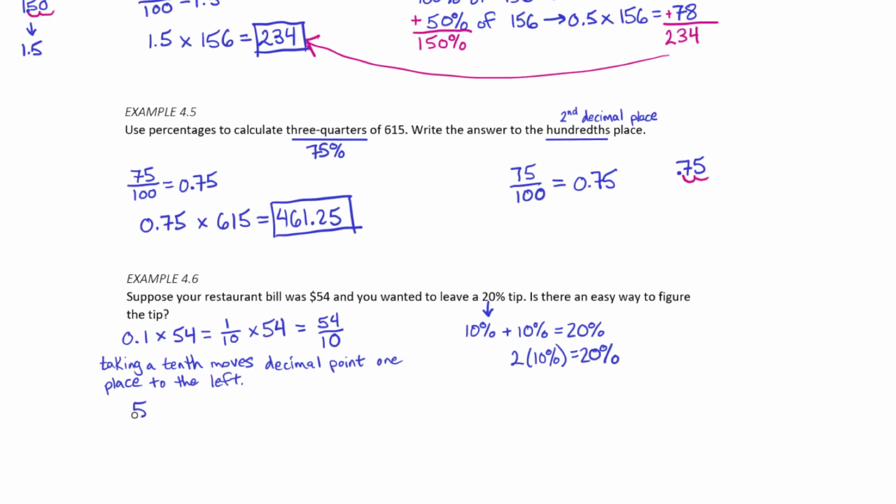So when we start with 54, the implicit decimal is here. 1 place to the left puts it right there. So 10% of 54 is 5.4. Now that you have 10%, how do you get to 20? 2 times 5.4 is 10.8. And $10.80 is what you should leave for your 20% tip.